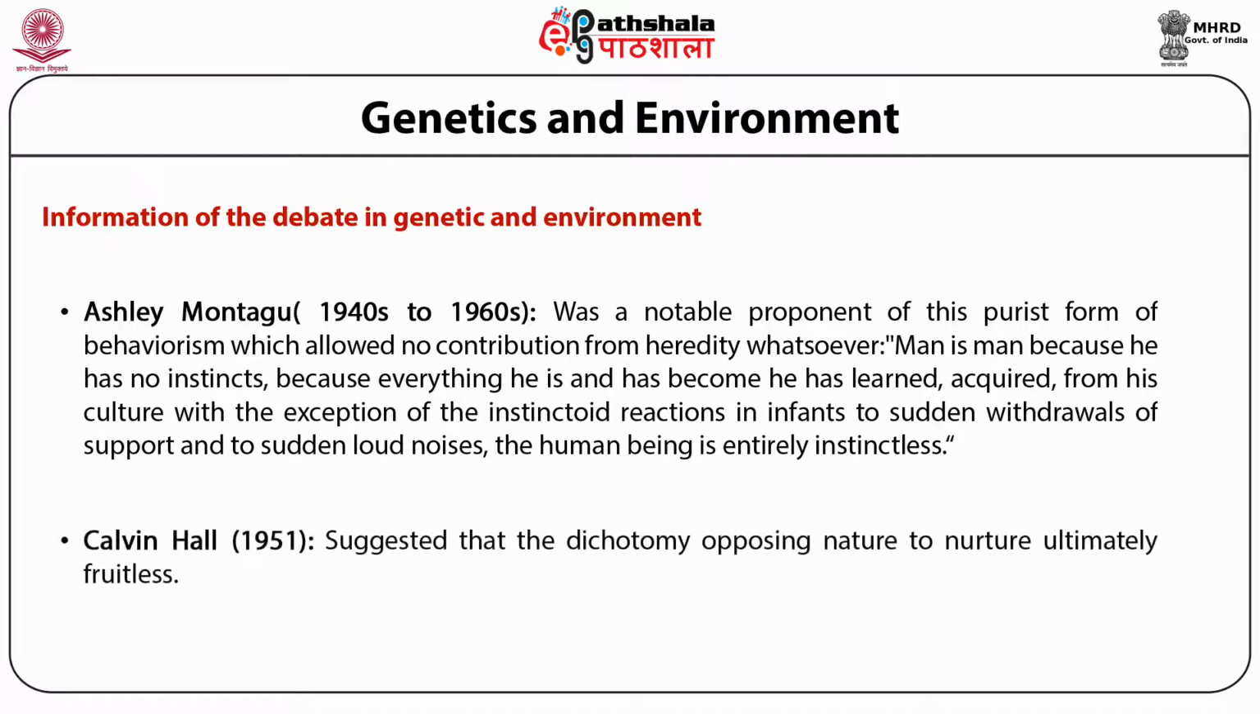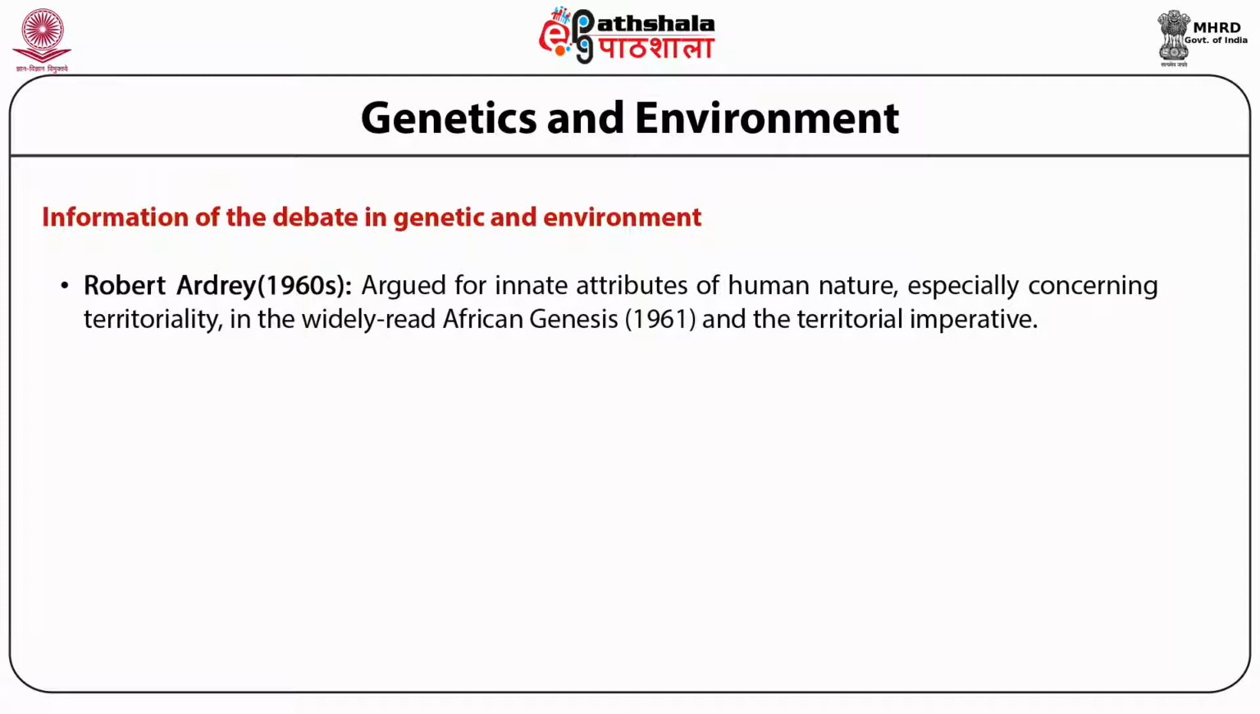Calvin Hall studied the dichotomy opposing nature to nurture, ultimately fruitless. Robert Ardrey argued for innate attributes of human nature, especially concerning territoriality, in the widely read African Genesis and Territorial Imperative. Opposition to Montagu's kind of purist blank slatism began to pick up in the 1970s, and was notably led by E. O. Wilson. The twin studies established in many cases a significant heritable component.